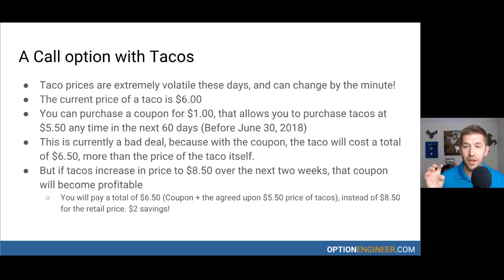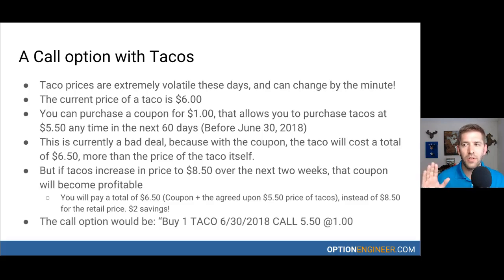Once you purchase that option, once you purchase that coupon, your price is set. You know exactly what you can buy a taco for. And with the current price of tacos being $8.50, you have locked in a $2 savings if you were to redeem that coupon right then and there.